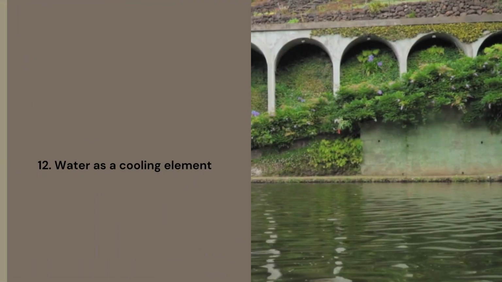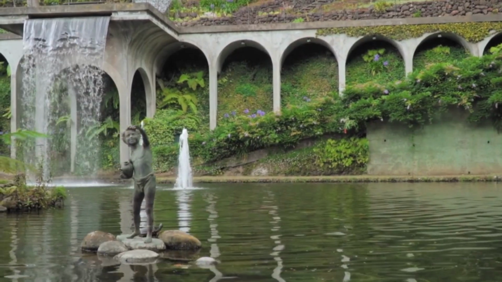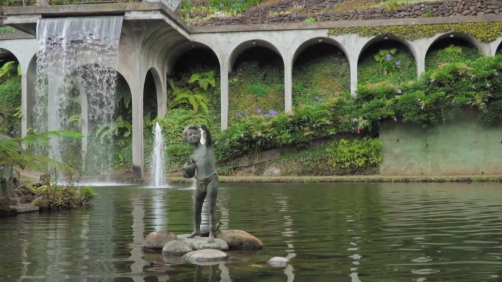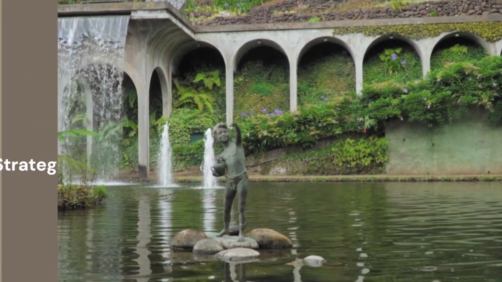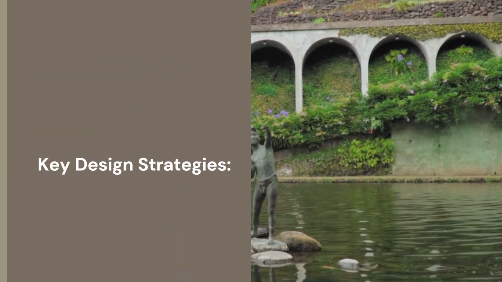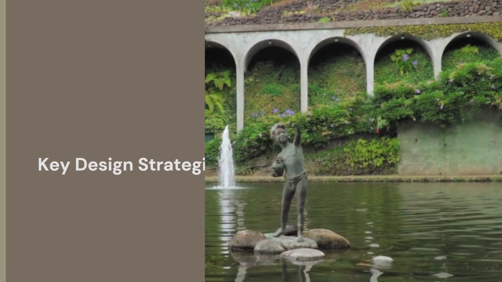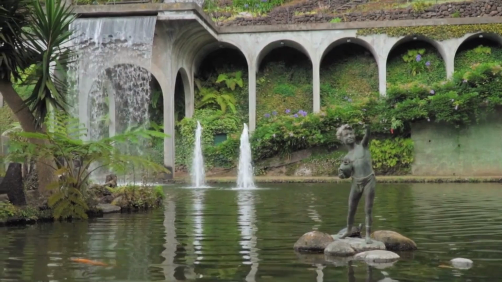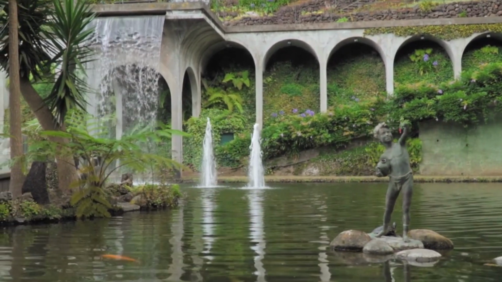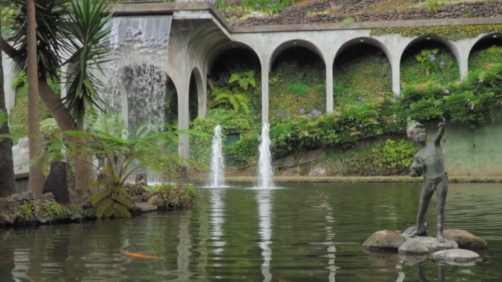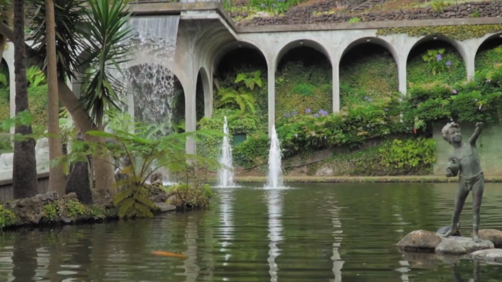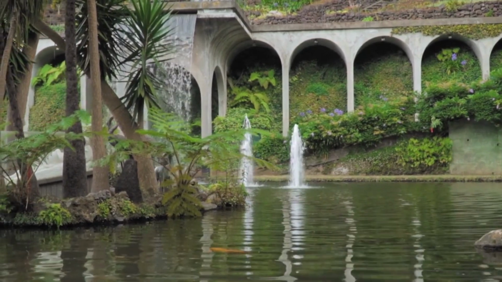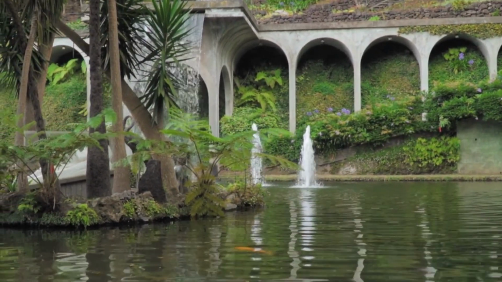12. Water as a cooling element. Water, with its natural cooling tendency, can create a huge difference in the cooling possibilities of a hot site. Key design strategies: 1. Evaporative cooling to lower indoor air temperature. Water is evaporated with the existing heat of air. When there is an increase in contact between water and air, there will be an increase in the rate of evaporation. 2. Pond, lake, fountain, waterfall or any other water feature inside the site can help with the natural cooling of the air inside the site.